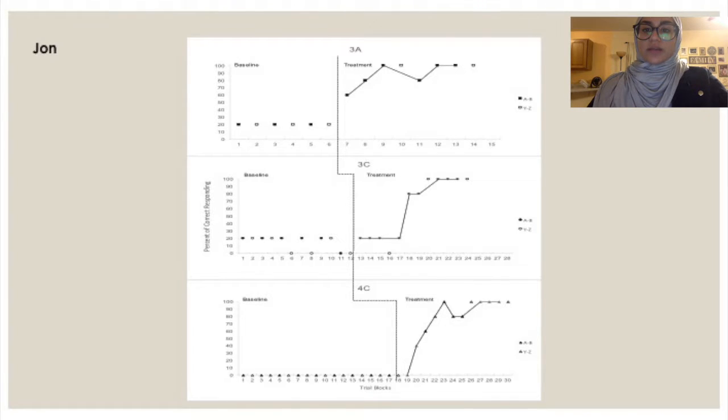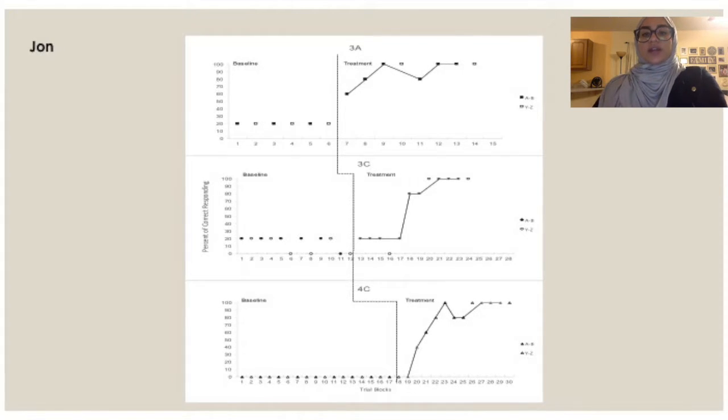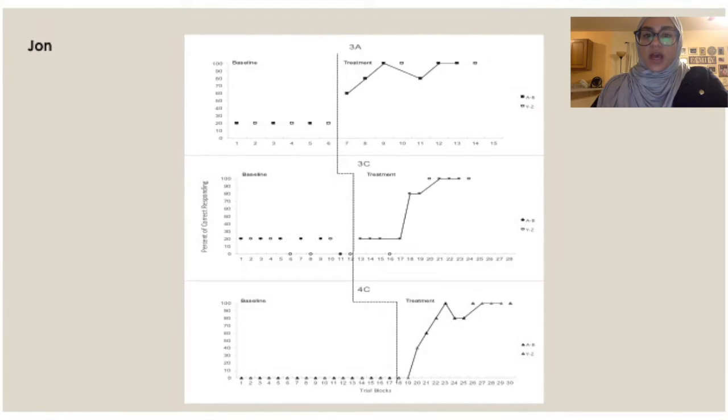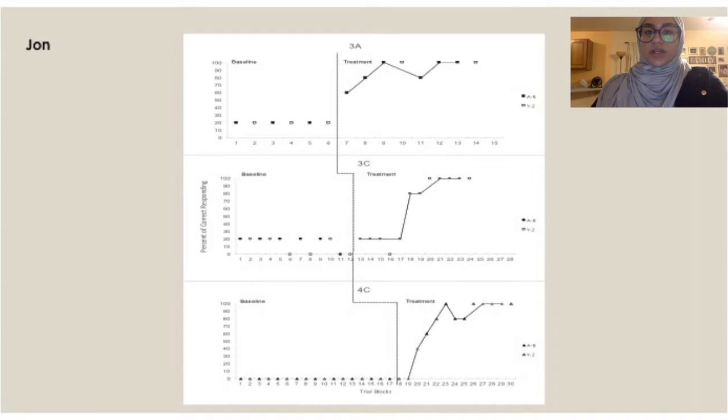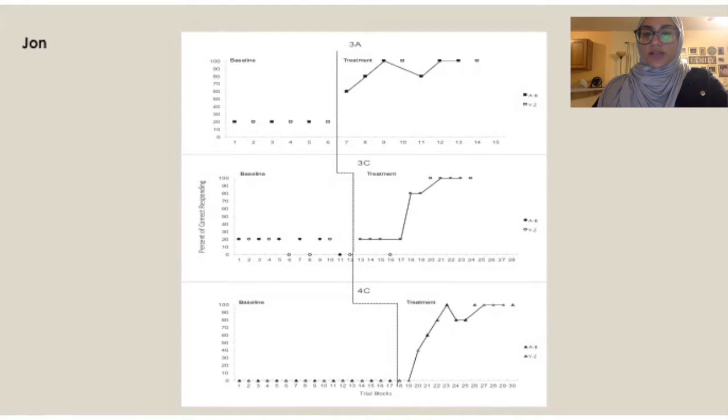For this program, John consistently achieved 20% correct responding during baseline, and responding after training was implemented jumped to about 60% correct responding. There was an increase from there on, and he was able to achieve mastery criterion after 8 trial blocks, with 100% correct responding on the transformation task.